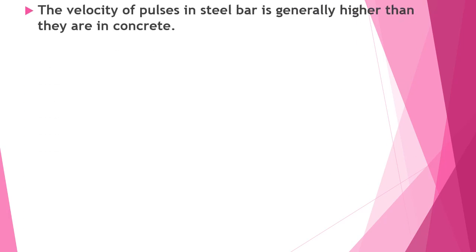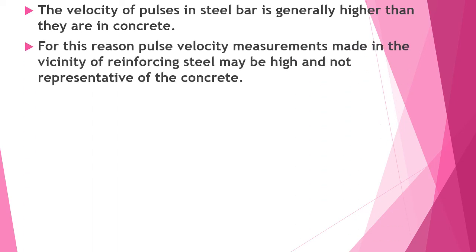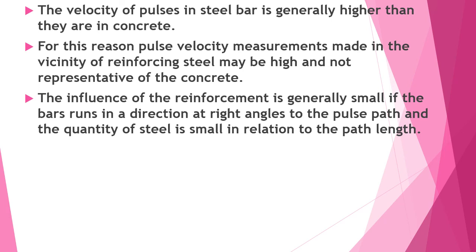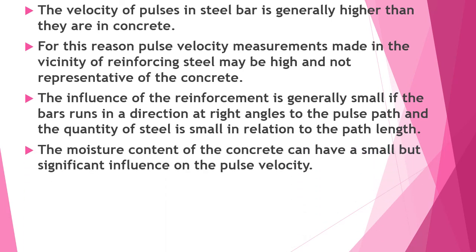The velocity of pulses in steel bar is generally higher than in concrete. For this reason, pulse velocity measurements made in the vicinity of reinforcement steel may be high and not representative of the concrete. The influence of the reinforcement is generally small if the bars run in a direction at right angles to the pulse path and the quantity of the steel is small in relation to the path length.